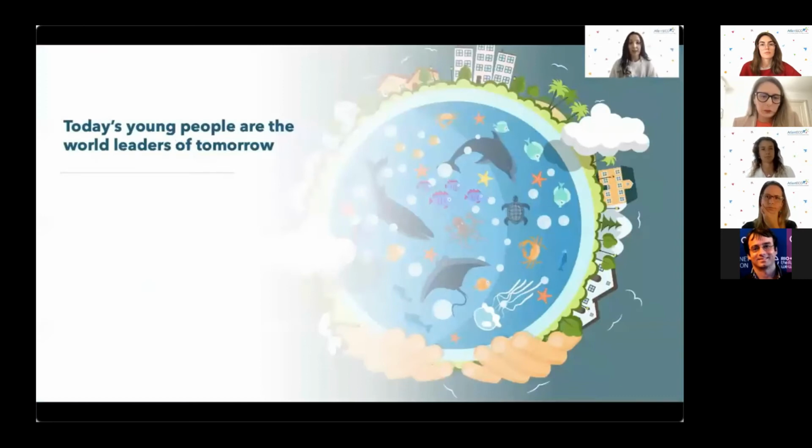Today's young people are the world leaders of tomorrow and the current advocates of change who are calling for climate and ocean action. Whilst young people are aware and concerned about climate and ocean change and its impacts on the planet, they are also ill-equipped to protect their future from the increasing impacts of global climate change.